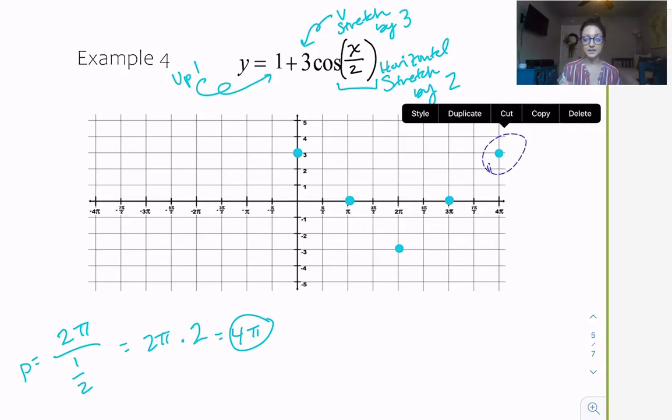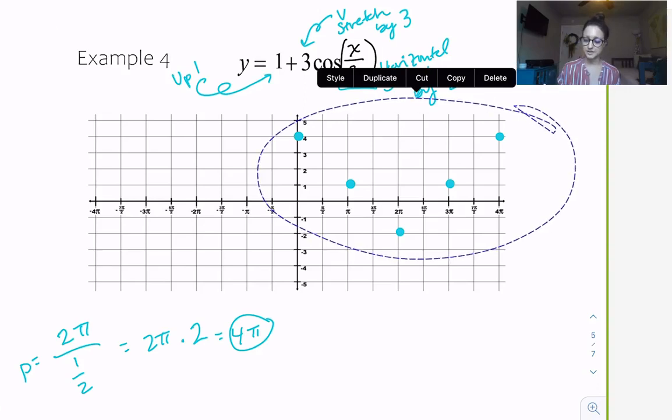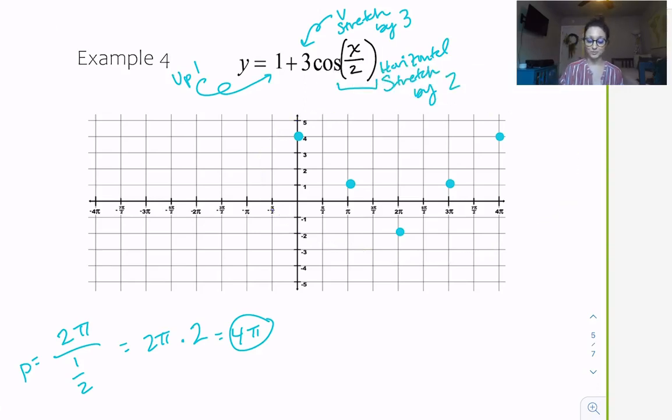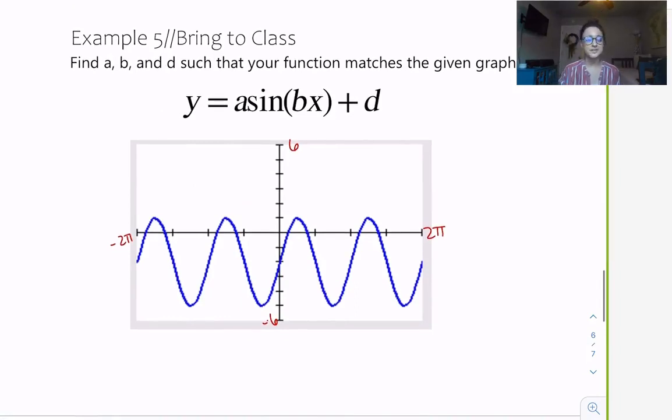And then my last transformation is to shift everything up by 1. So I'm going to take all 5 points, shift them up by 1. We should be approximately there. So one period of my new graph looks like this. Be real careful about concavity. So concave down, concave up, concave up, concave down. All right?